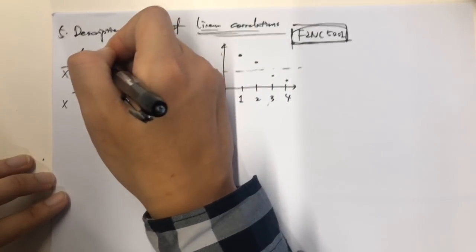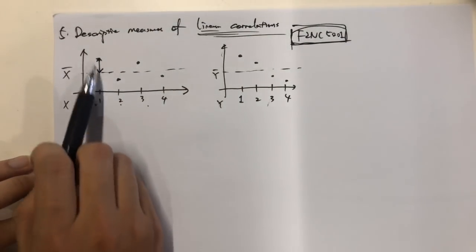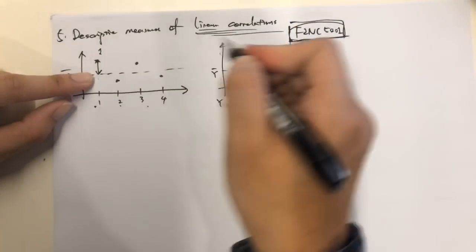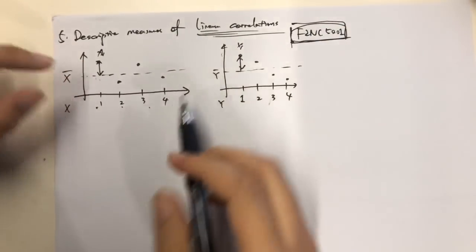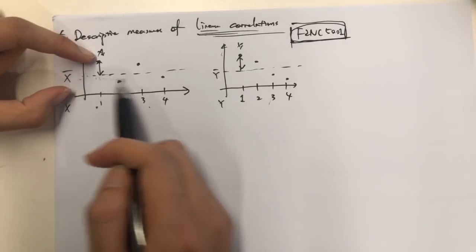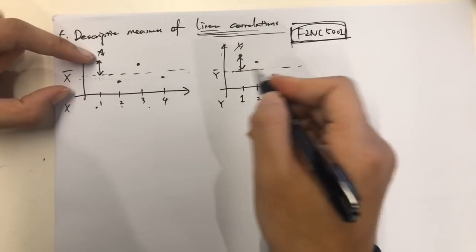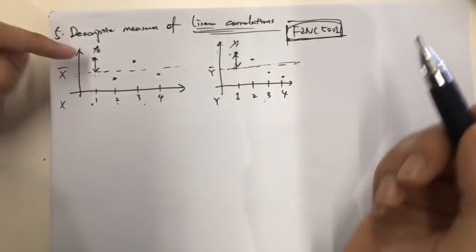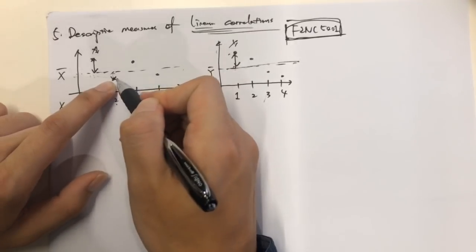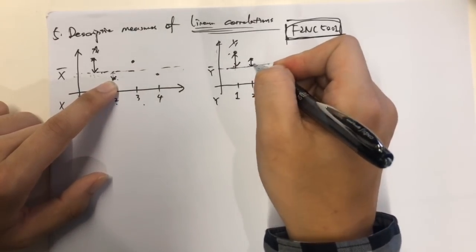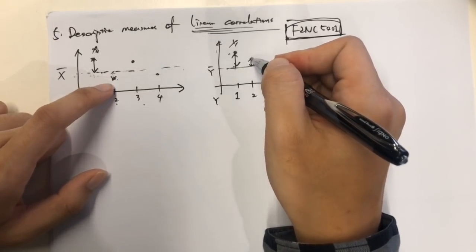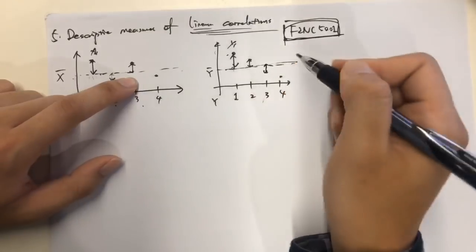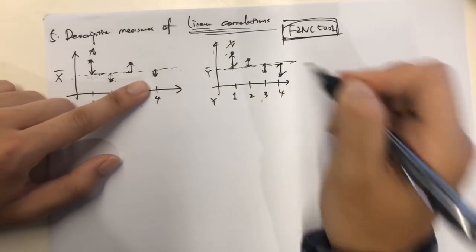So again, we calculate this difference and compare it with this difference. In the first observation, this is x1, this is y1, and you can see when x has a positive variation from its mean, y also has a positive variation from its mean. So in this way, they are moving together. However, here x has a negative variation from its mean, while y has a positive variation, so they are moving negatively to each other. And similarly, here is positive, y negative, and x negative, y negative.